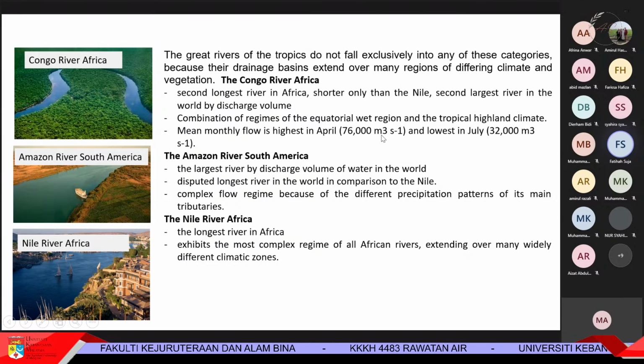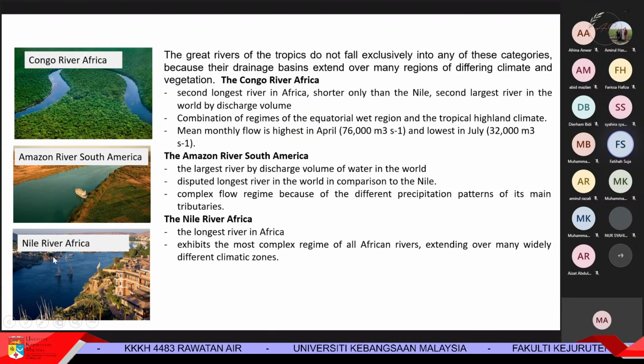The rivers are along many regions. Another example is the Amazon River in South America. This is the largest river by discharge volume of water in the world, and the disputed longest river in the world in comparison to the Nile. It has a complex flow regime because of the different precipitation patterns of its main tributary. So you cannot single out any regions when you talk about the great rivers.